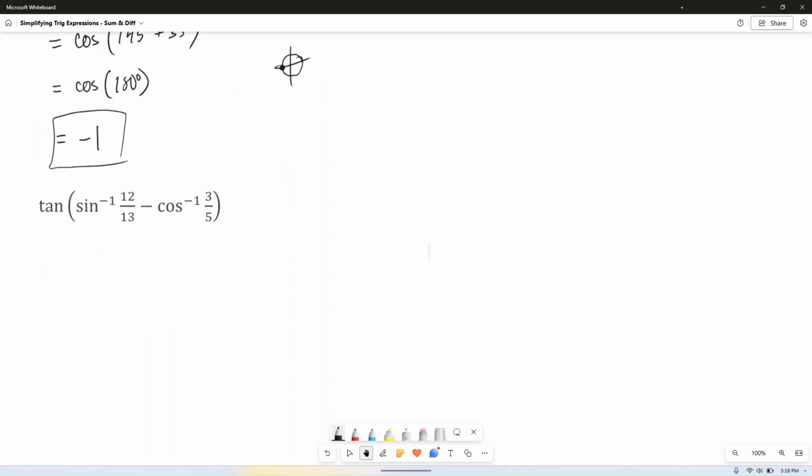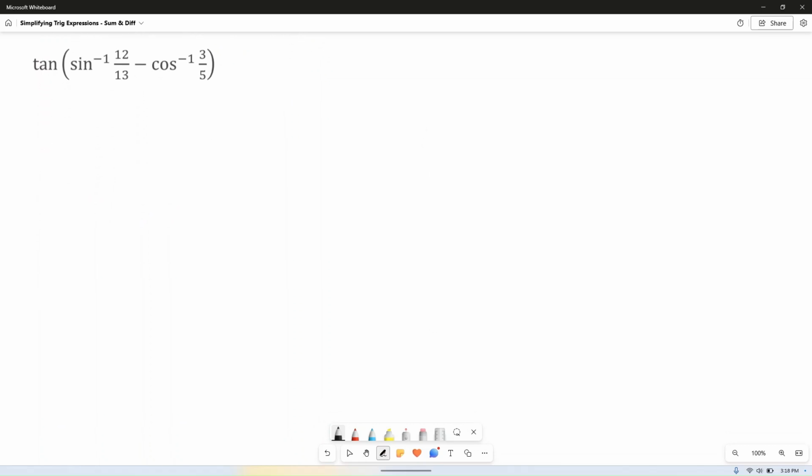All right, let's try one more example. This time we're going to combine our trig functions with some inverse trig functions. So we have the tangent of the quantity inverse sine of 12/13 minus the inverse cosine of 3/5. As we look at that, that might be really confusing. We have tangent functions mixed with some inverse functions, but we've done that sort of stuff before. But now we have two of them inside, and they're being subtracted.